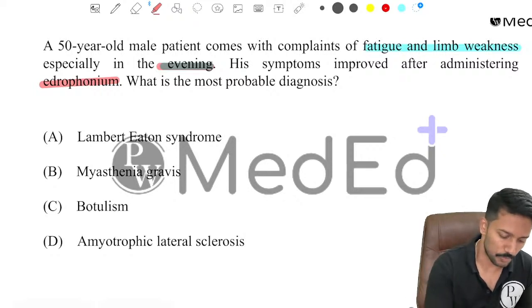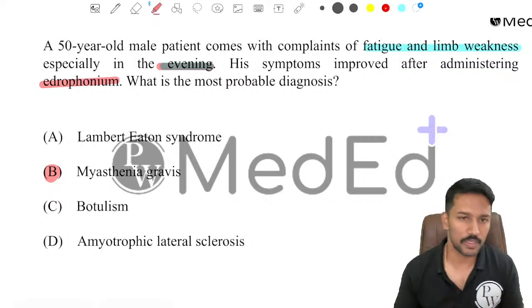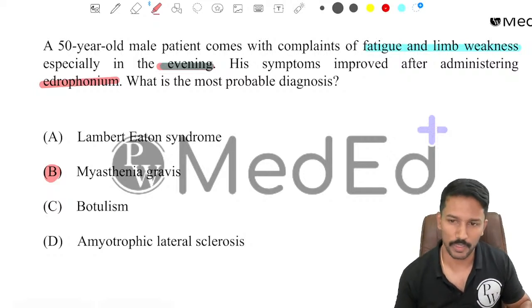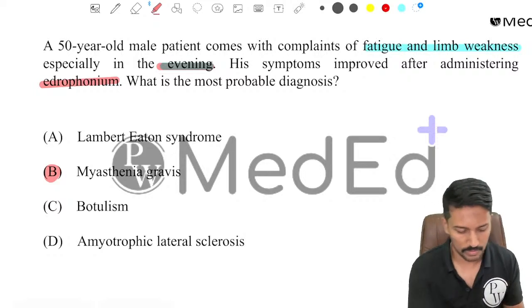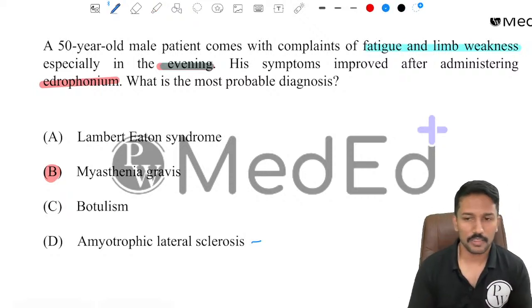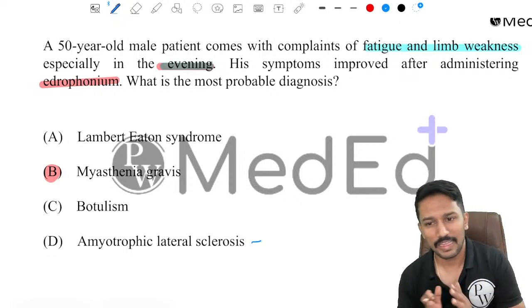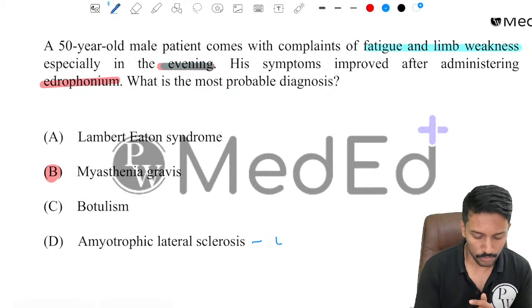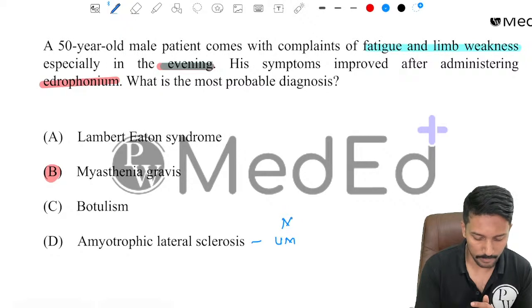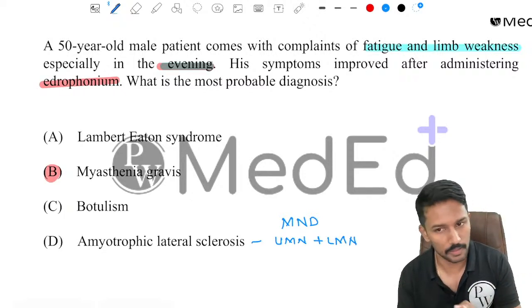Right, obviously the answer should be option B, myasthenia gravis. Now answer me, why is it not Lambert-Eaton syndrome, why is it not botulism, and why is it not amyotrophic lateral sclerosis? First, why is it not amyotrophic lateral sclerosis? Amyotrophic lateral sclerosis is a motor neuron disease characterized by UMN plus LMN involvement, right? It is an MND, motor neuron disease, where there is UMN plus LMN involvement. Whatever information given here is not sufficient to diagnose a UMN plus LMN involvement.